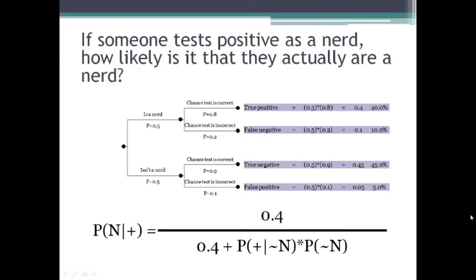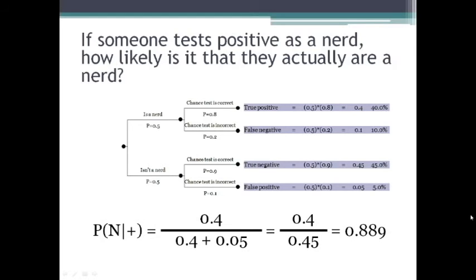And we can substitute this in. So now we have 0.4 for our true positives. So you have it both on the numerator and the denominator. And we can put in 0.05 or 5% for our false positive. And when we get this, we get exactly what we got before, thankfully, about 89%.